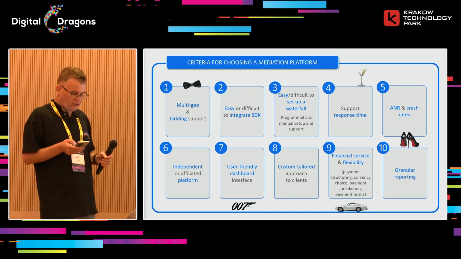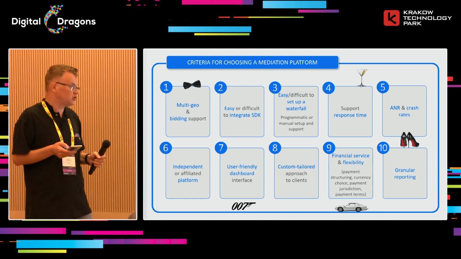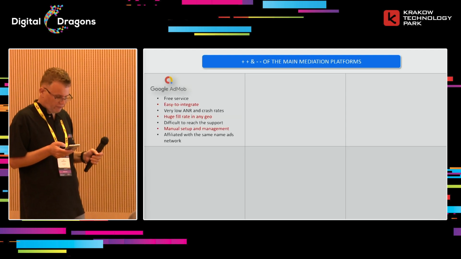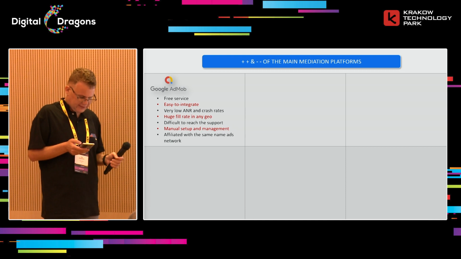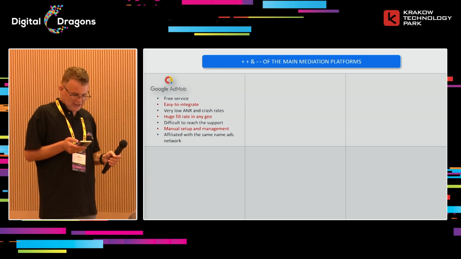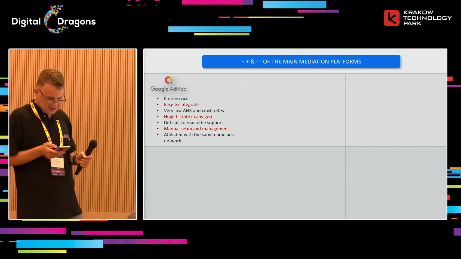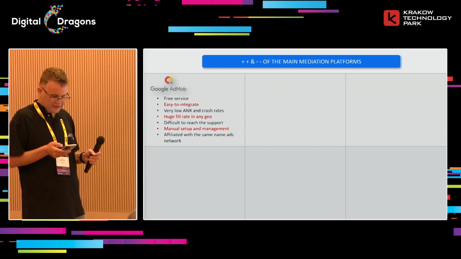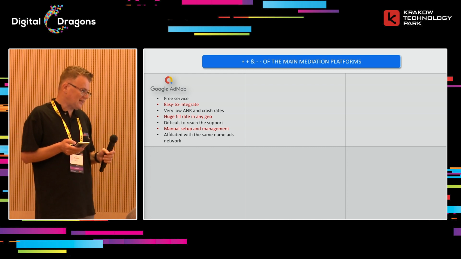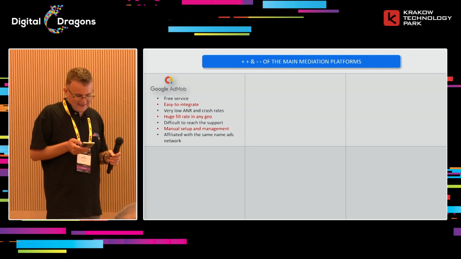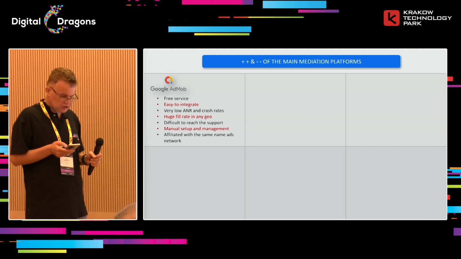Let's take a look at each popular mediation solution. First one is Google AdMob. It's the most popular, it's the biggest. They don't charge any direct commission. They are very easy to integrate. They have low ANR and crash rate, but the last version was not so good. They have free cross promotion.